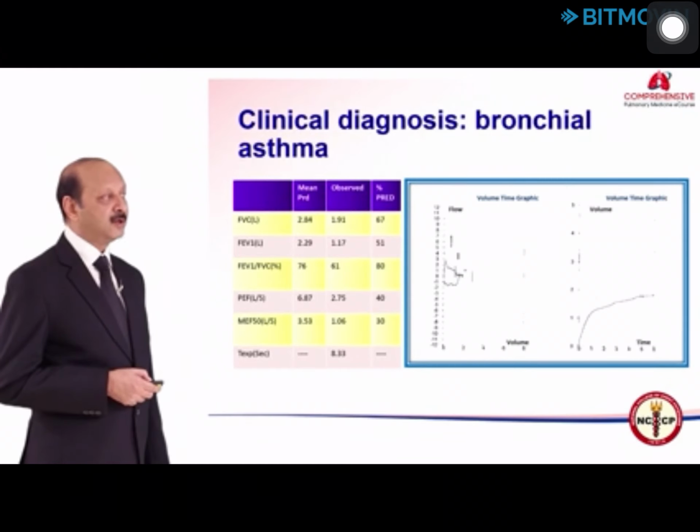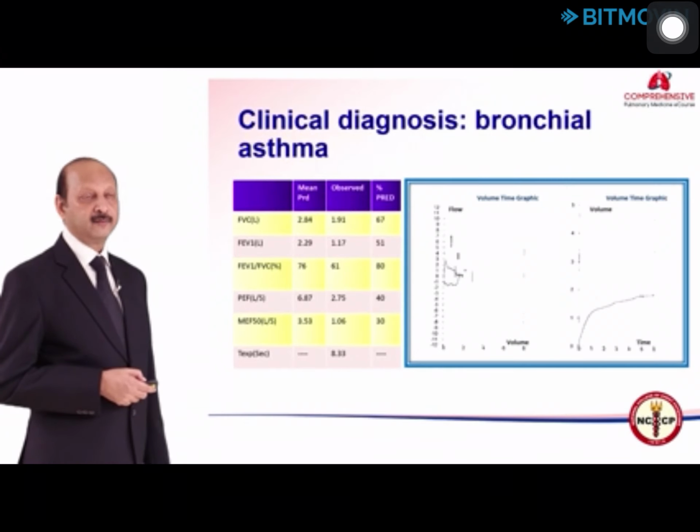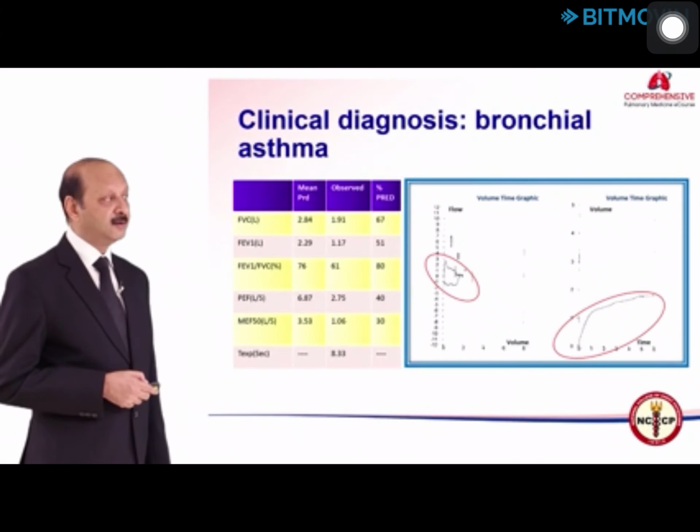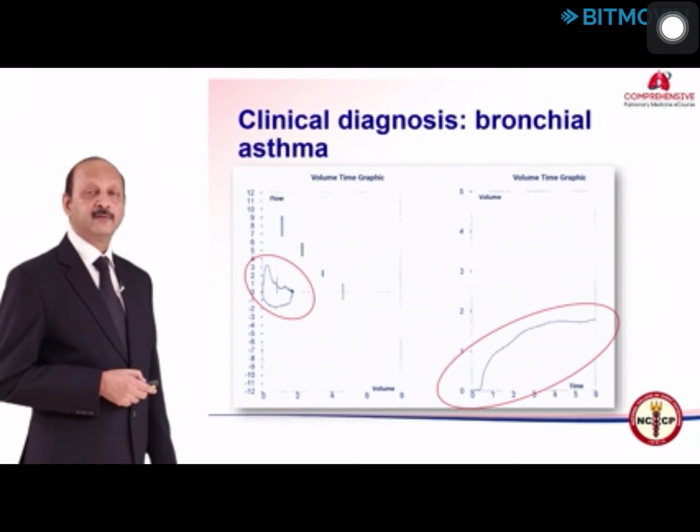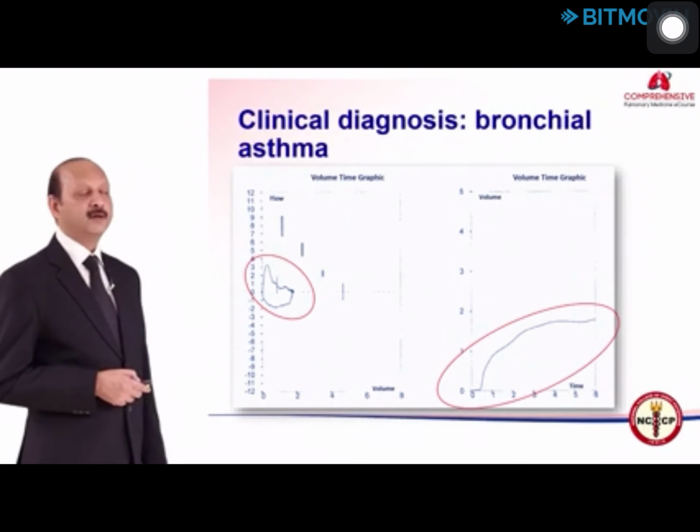So, this was a case of bronchial asthma that came to the lab for lung functions. Do not jump at the values, which we have the habit of doing. First see the curve: is it acceptable? No, there is coughing. So, we say this test is not acceptable, and we would like to repeat the test.